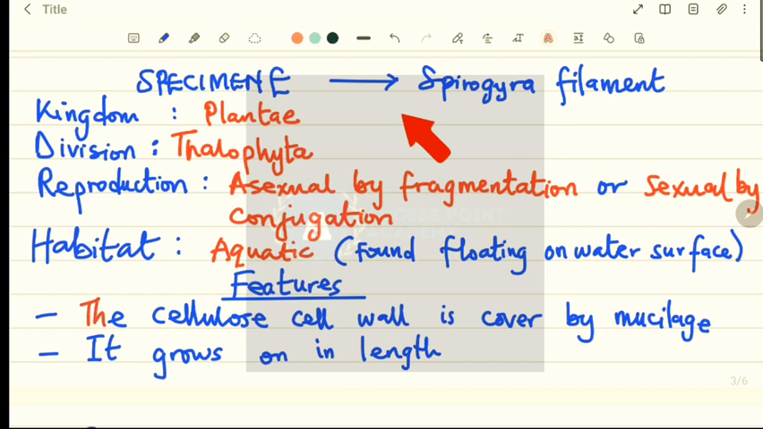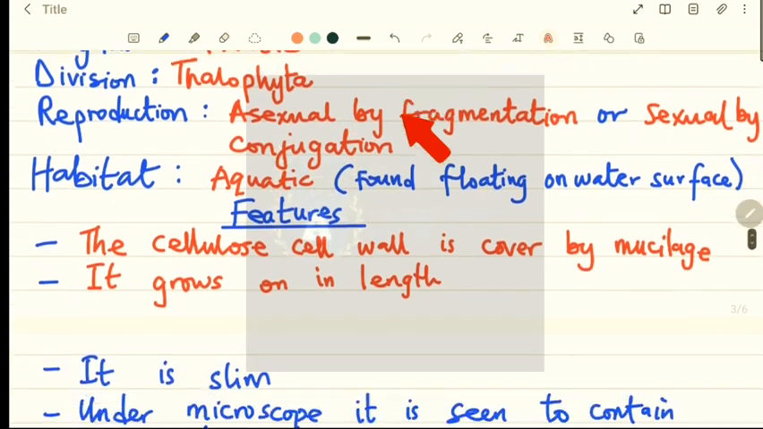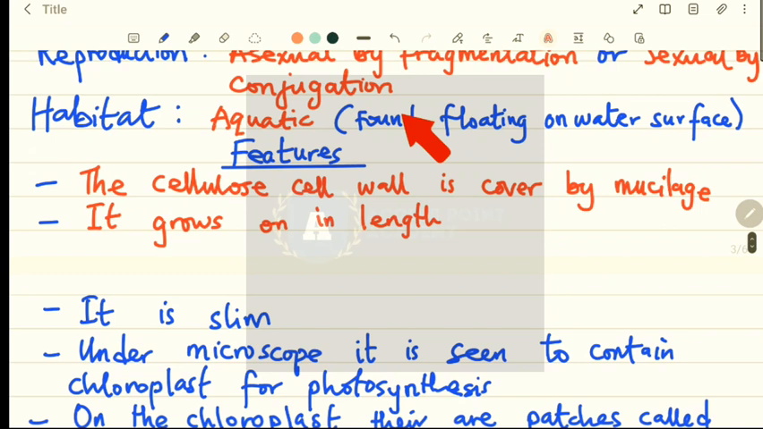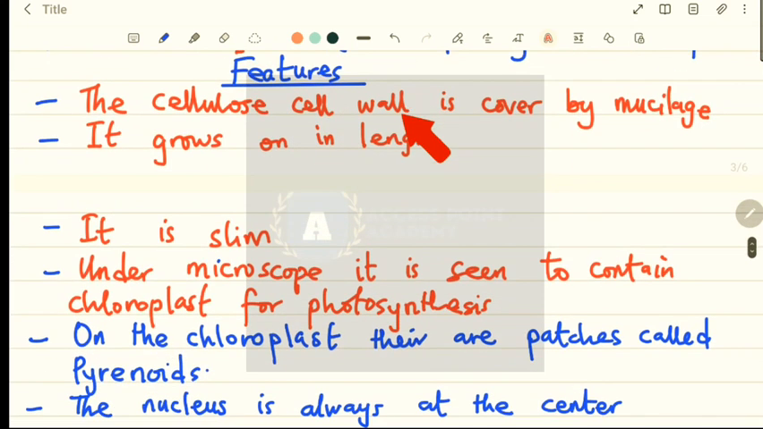Other features you need to know about Spirogyra is that the cell wall is covered by mucilage, and it grows in length. It can only grow in length. It doesn't get fat, but just continues growing in length, as you can see here in the diagram. So it is a slim creature, and under the microscope, it is seen to contain chloroplast, which is needed for photosynthesis. The chloroplast is green.